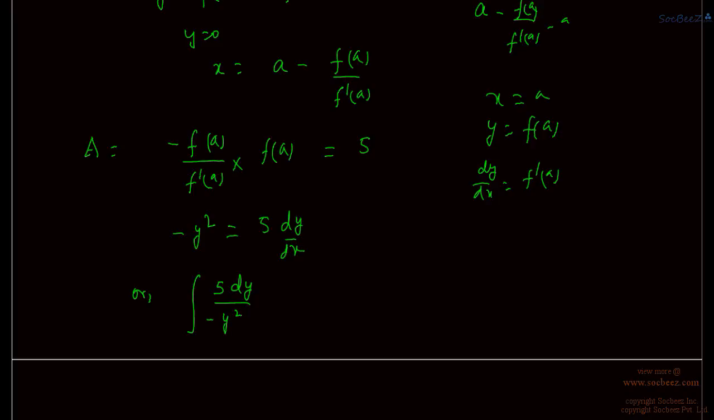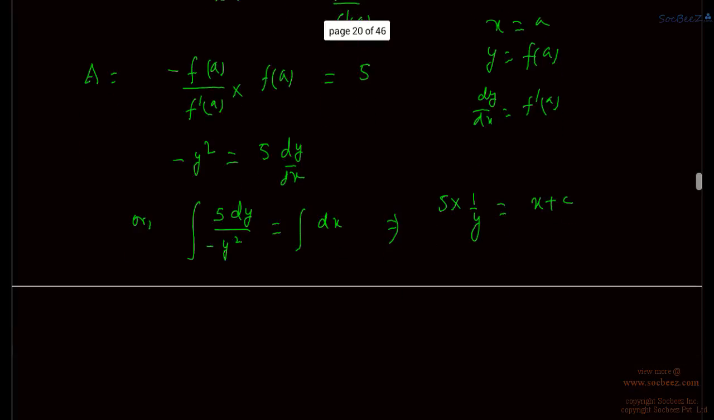dy upon y square is equal to dx. Okay, so integrating we are getting 5 into 1 upon y square, which is y to the power minus 2 plus 1, which is y to the power minus 1. So 5 into 1 upon y is equal to x plus c.